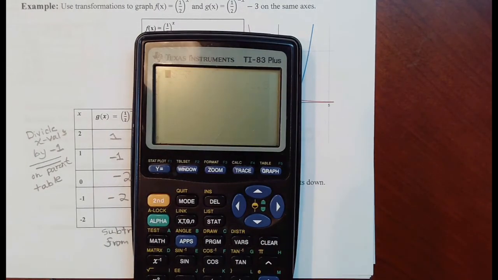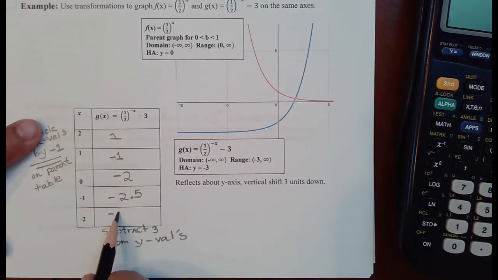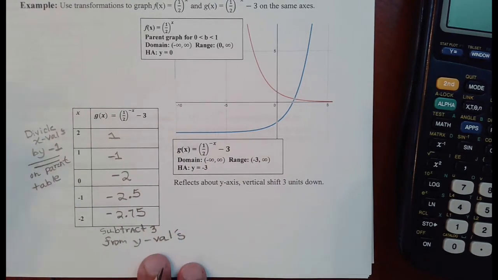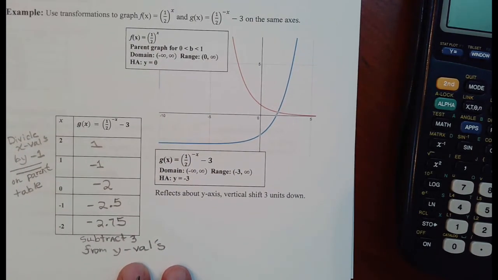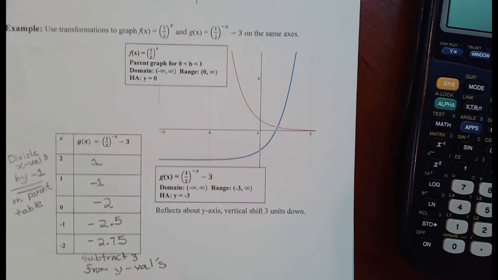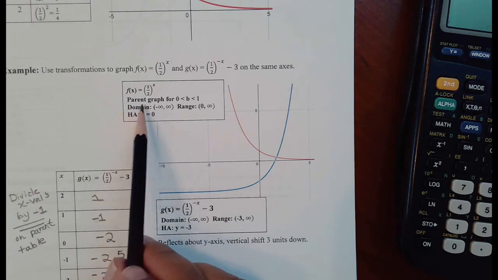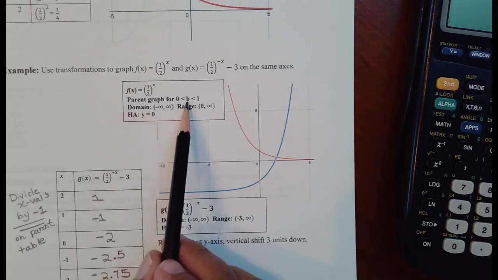Okay, so now I have all these values. What you see in red right here, it's labeled right next to it, is the parent graph when the b value is between 0 and 1. In other words, the top number is less than the bottom number. It's the same thing as saying this. The domain flares out from -infinity to +infinity. The range is everything above the 0 line.